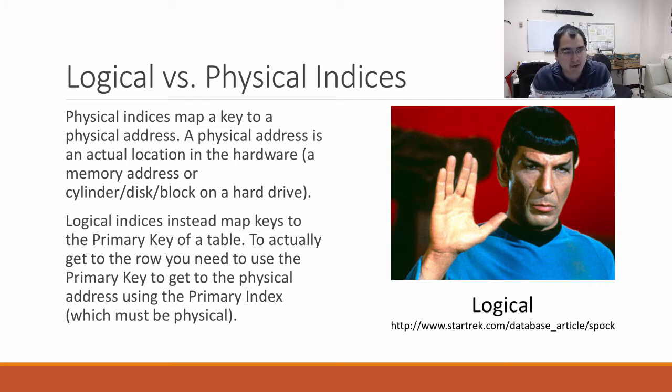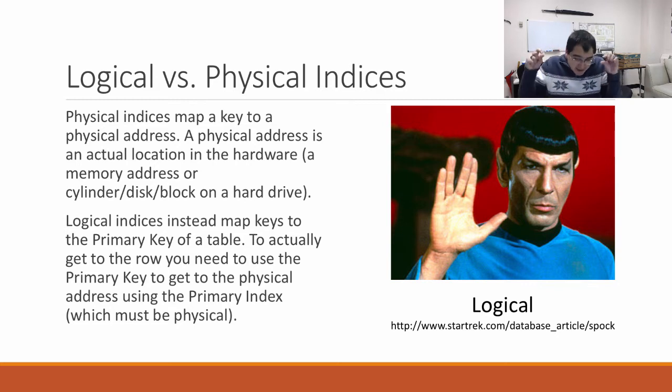This is where the value is stored. A physical address is, once again, a real place on the computer. It's often a memory address or a specific location, for instance, on a hard drive or a tape or something like that. A logical index instead maps keys to the primary key of a table. That's actually the type of index that I've been talking more about. So it says, map a particular grade to a particular row ID, or map a particular assignment to a particular student ID. It's mapping a particular key to the primary key of a table.